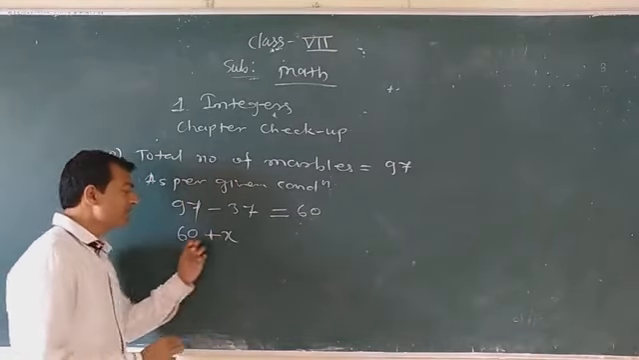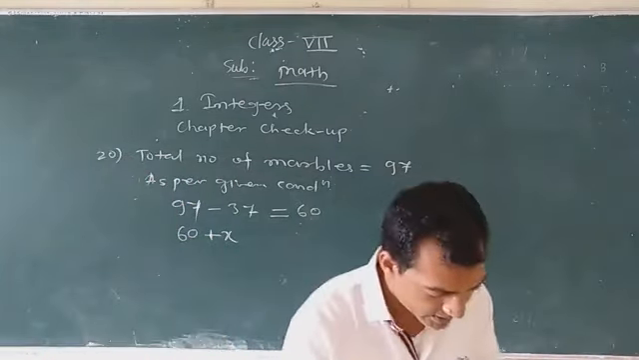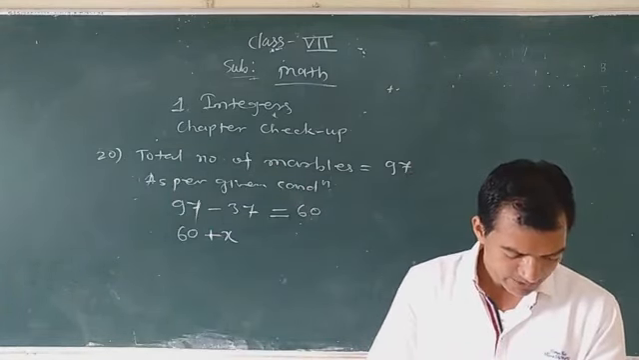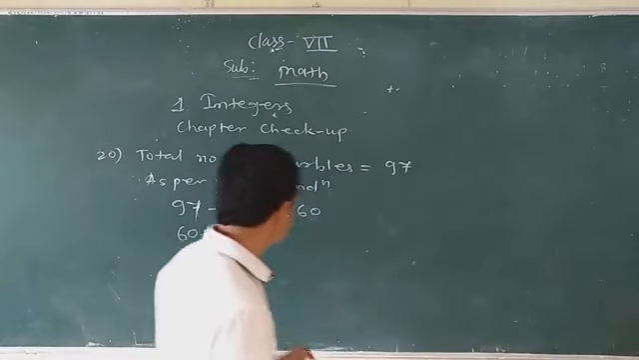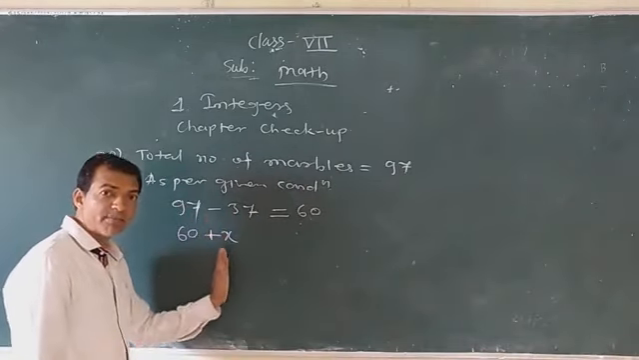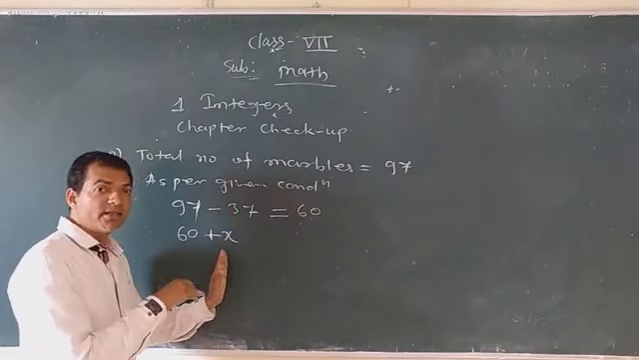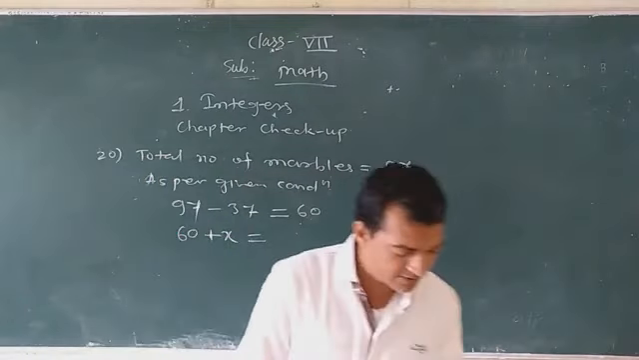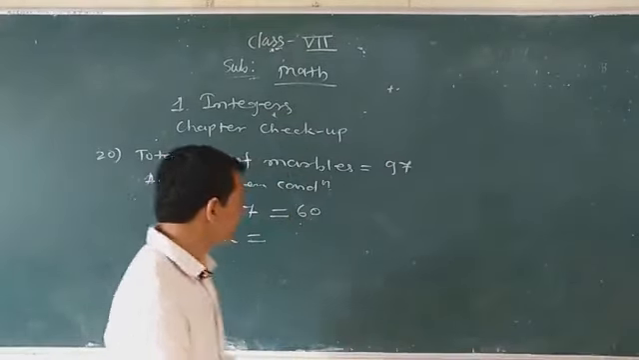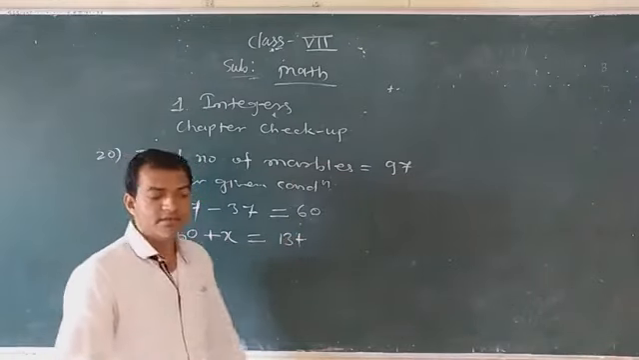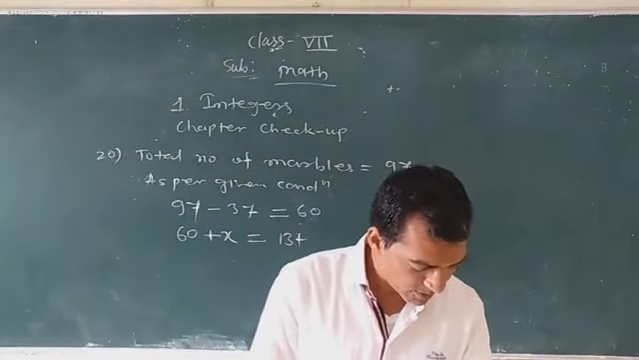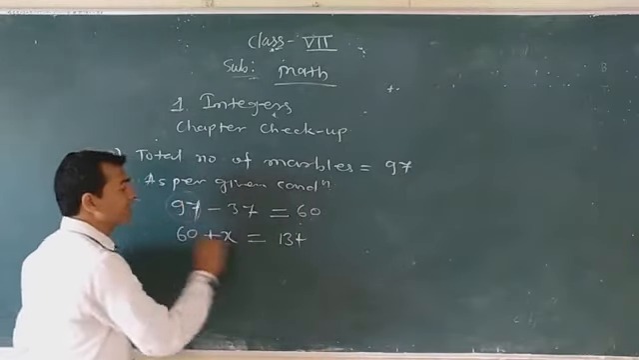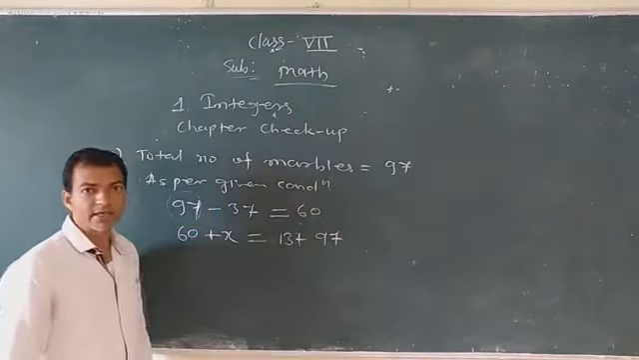Suppose if you add 60 plus x, then what is given? Again, the number of marbles in the bag now is 13 more. Means suppose Adrian came and added some marbles in the bag. That number of marbles will be equal to 13 more, means 13 plus the number of marbles initially in the bag. Initially how many marbles are there inside the bag? 97. Like this you can get the equation.